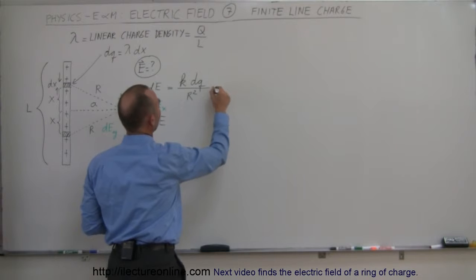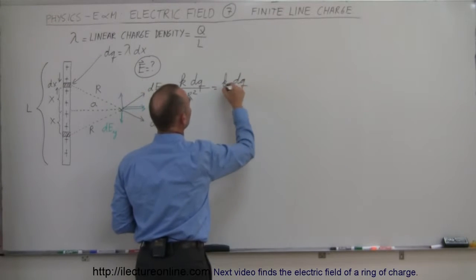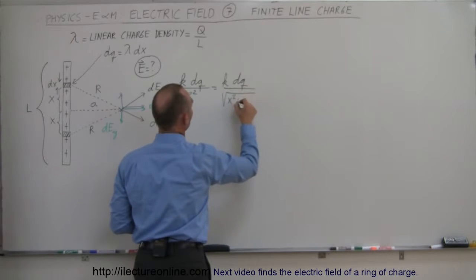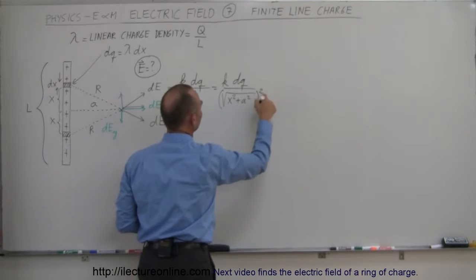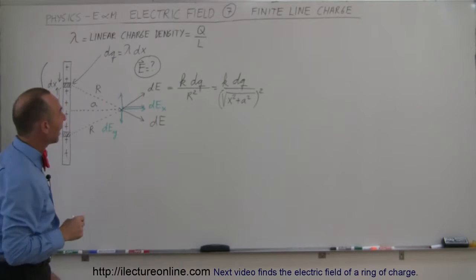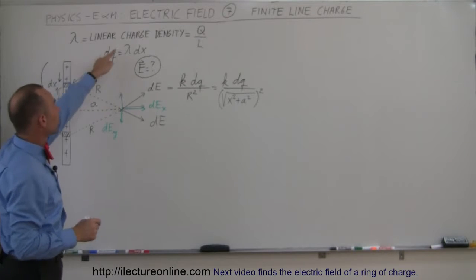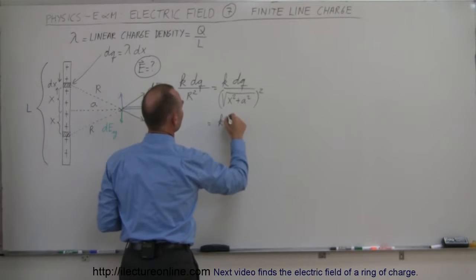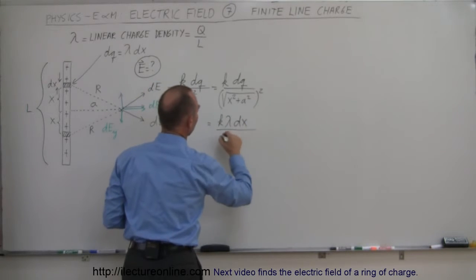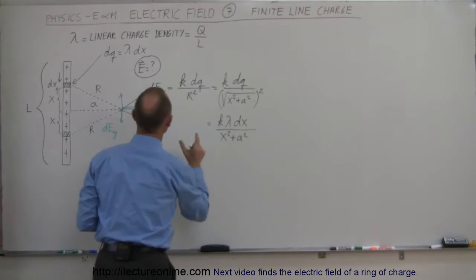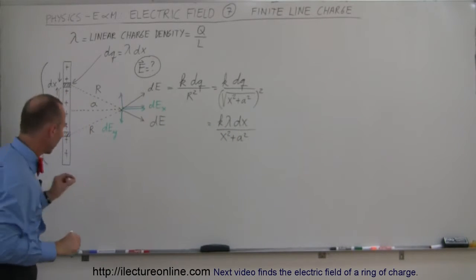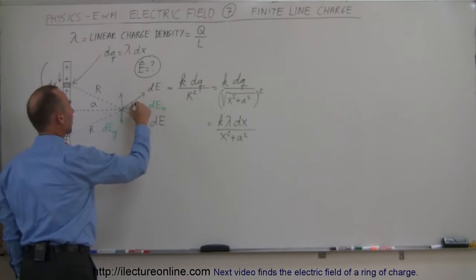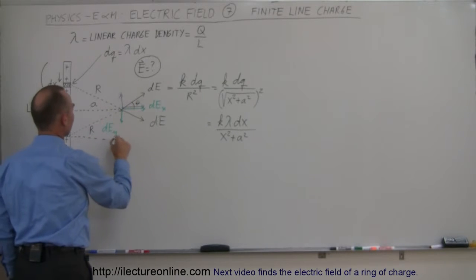So we can say this can be written as k times dq divided by r squared, which is the square root of x squared plus a squared, quantity squared, and of course that will negate the radical. And dq can be written as lambda, the linear charge density, times dx. So this is equal to k times the linear charge density times dx divided by x squared plus a squared. That is the magnitude of dE caused by a small little line segment here. Now if I want to find the dEx, I realize this is the angle theta right here, which is the same as this angle right here.